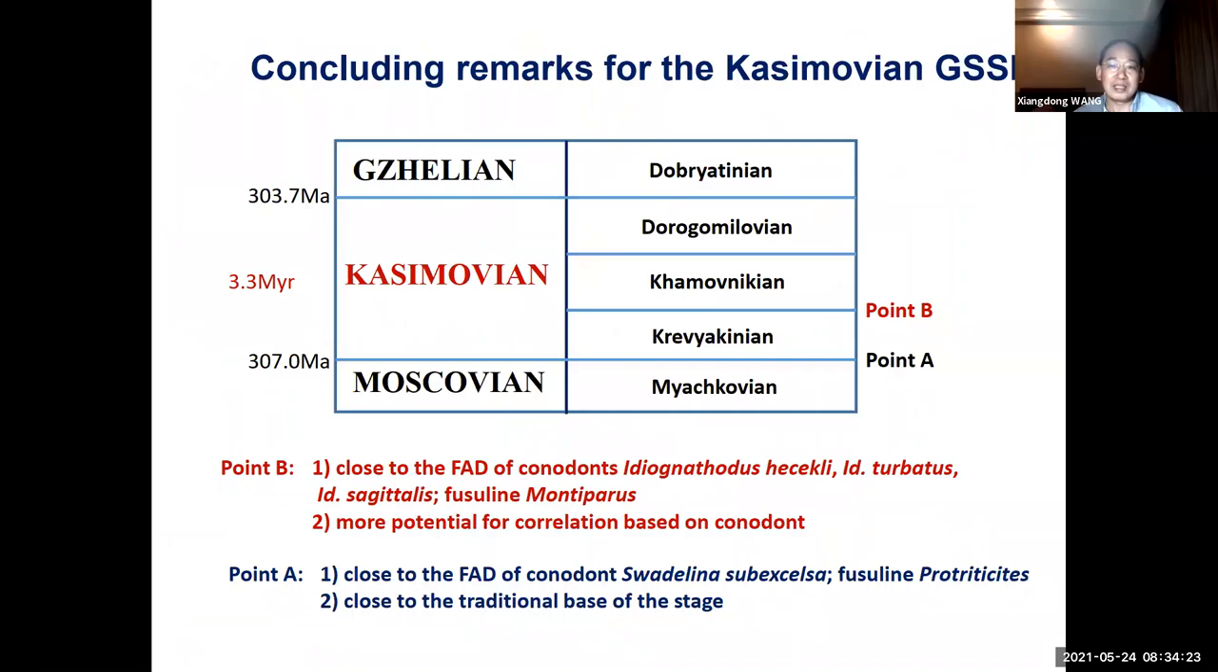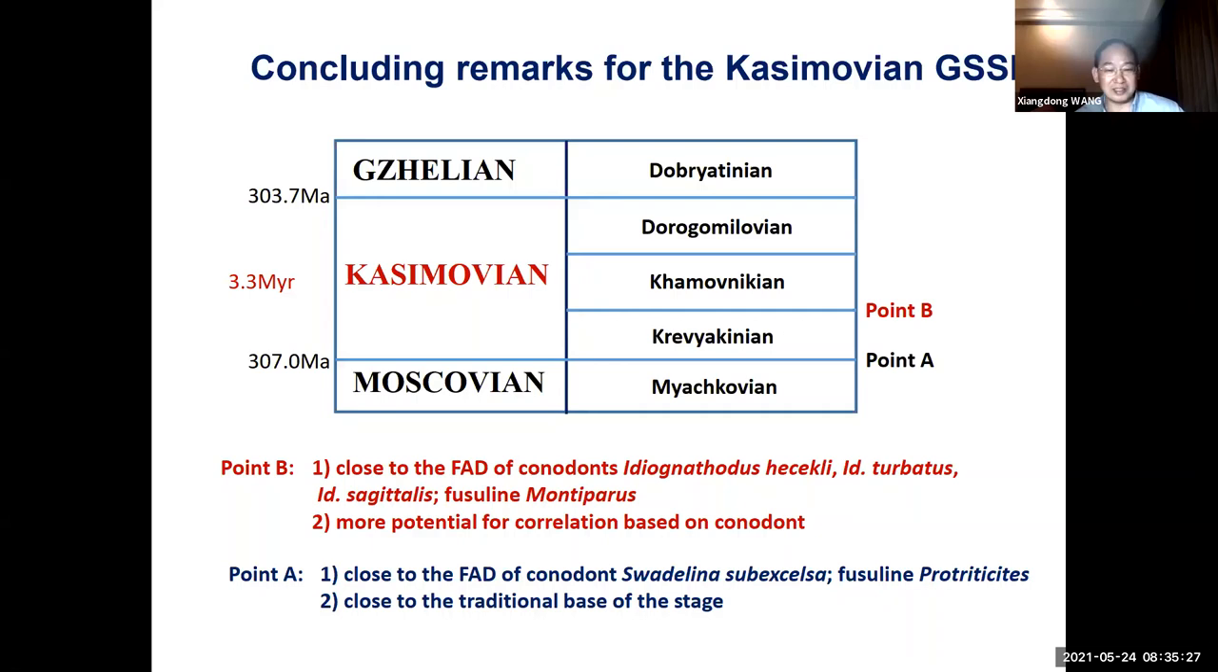So these are the concluding remarks for the Kasimovian GSSP, and we have two options, point A and point B. Point A is close to the FAD of the conodont Swadelina subexcelsa and the fusulinid Protriticites, and this is close to the traditional base of the stage. If we put the base at point B, it is close to the FAD of the conodonts Idiognathodus heckeli and Idiognathodus turbatus, or Idiognathodus sagittalis, and the first occurrence of the fusulinid Montiparus. This has more potential for correlation based on conodonts, but we don't know if it has potential for correlation by fusulinids. So this is basically a really brief introduction for the Kasimovian stage.